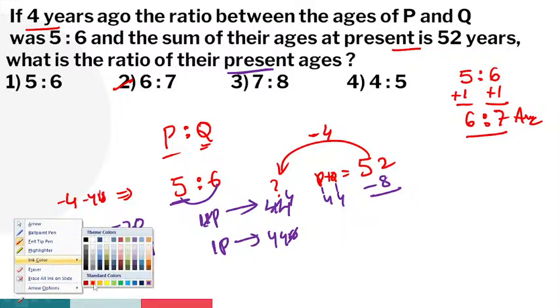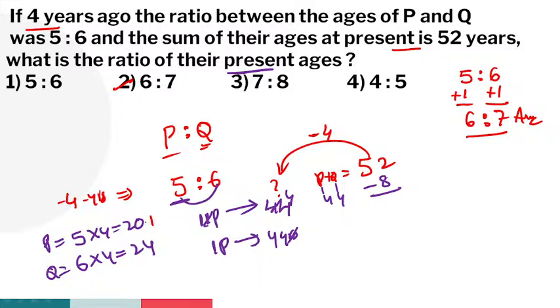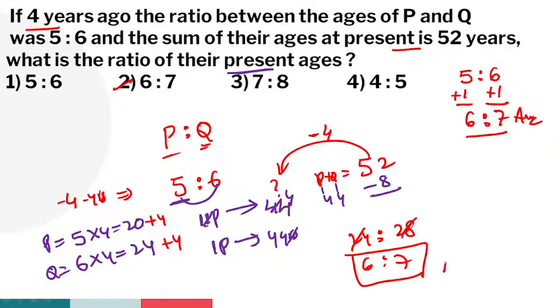4 years ago, P's age was 20 years. Now for the present age, what do we do? We add +4. 20 + 4 is 24. Q's age is 24 + 4, which is 28. Okay, so 4 sixes and 4 sevens. So the answer is 6:7, guys. That's why option 2 is the right answer. Clear, all of you? Any doubts regarding this problem, guys?